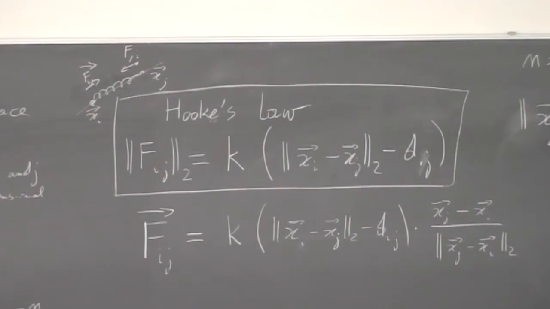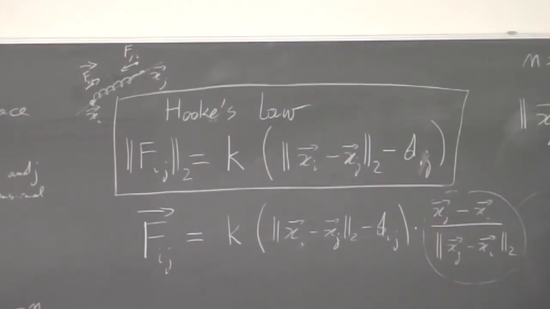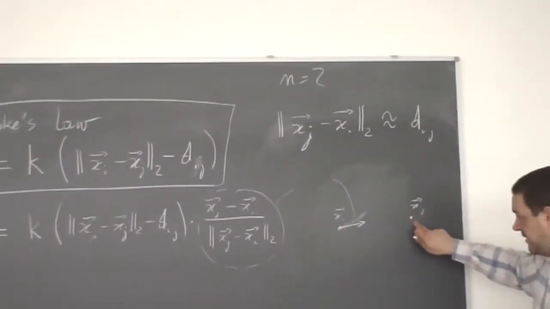Of course, I might have misplaced a sign. Okay, so if this is xi and this is xj, then this part represents the unit vector going from xi towards xj.